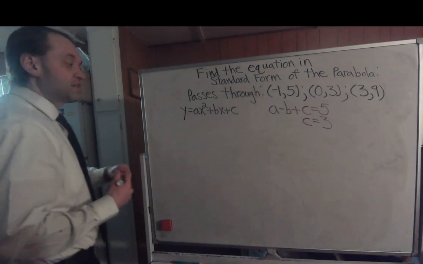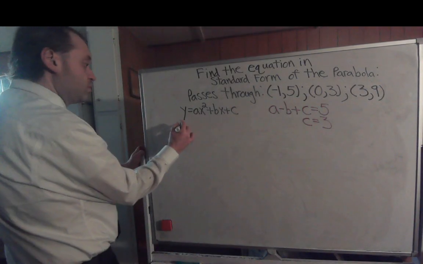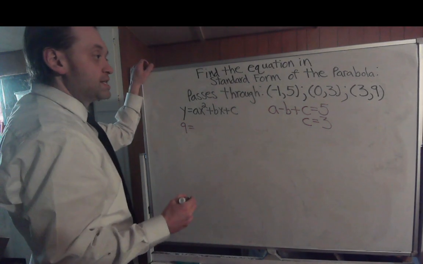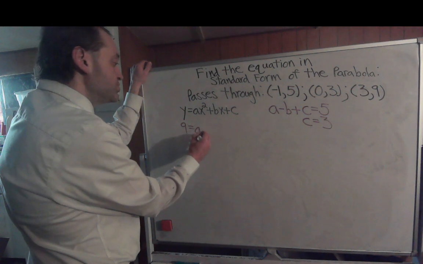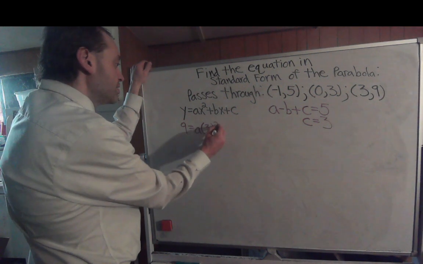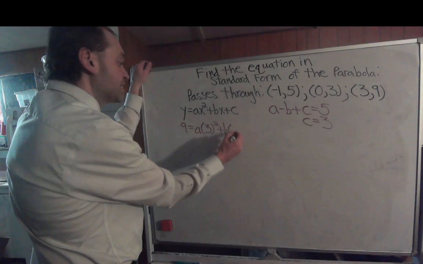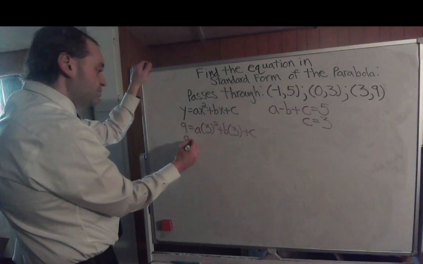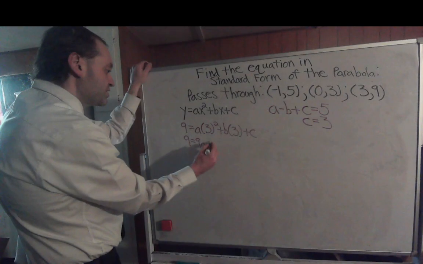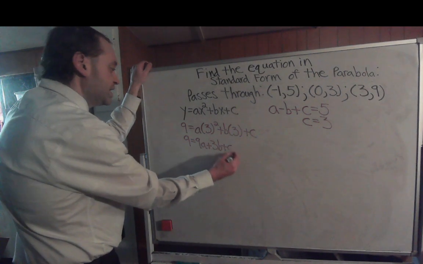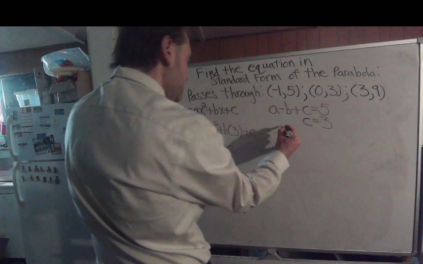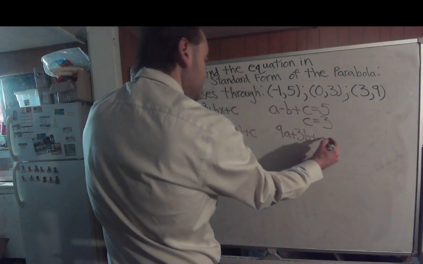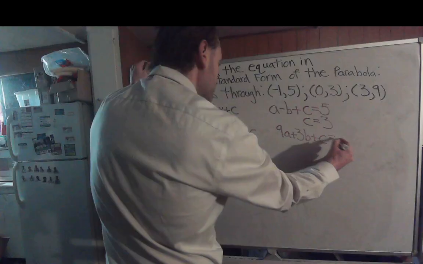Now, what about the last one? 3, 9. So that y is 9. That's going to equal what? Then a times your x squared, which would be 3 squared, plus b times your x of 3 plus c. So 9 would equal 9a plus 3b plus c. So what you end up having here is 9a plus 3b plus c is equal to 9.